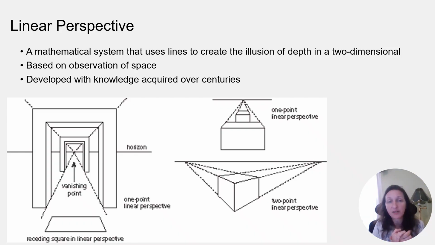Next is linear perspective. Linear perspective was developed, at least the Italian Renaissance gets credit for the development of linear perspective.